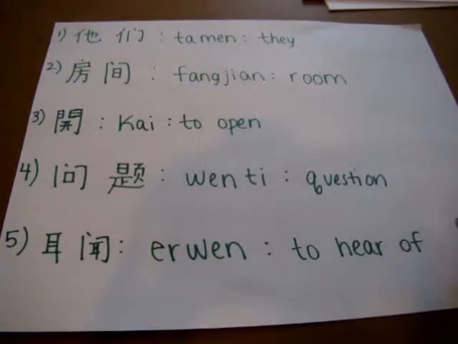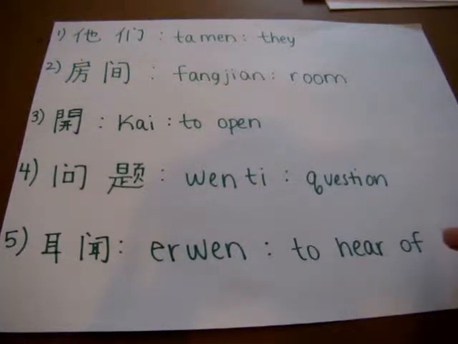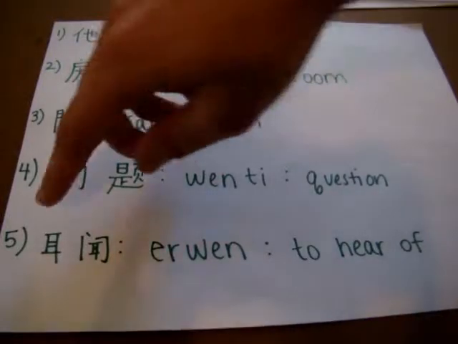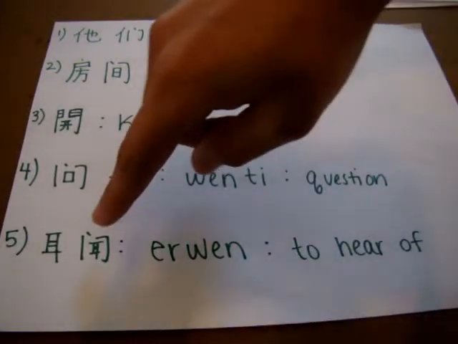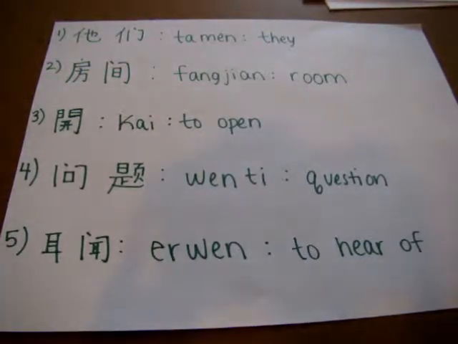But the next one is erwen, which means to hear of. And er means ear, and wen is used in news, like xin wen, something new or news, to hear of. So basically, yeah, there's the radical.